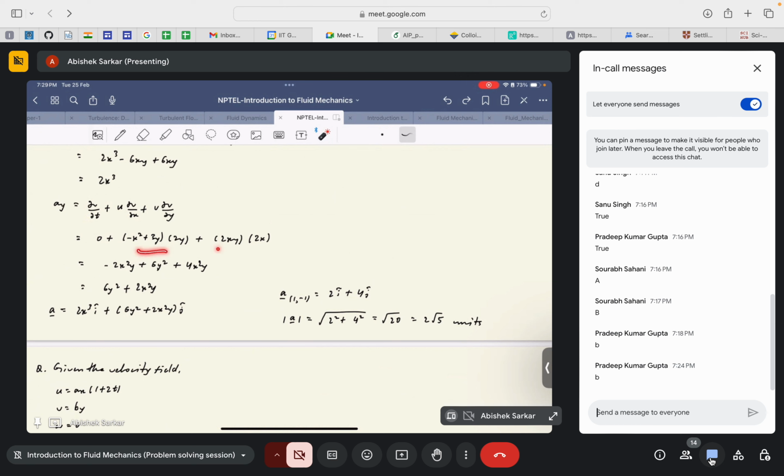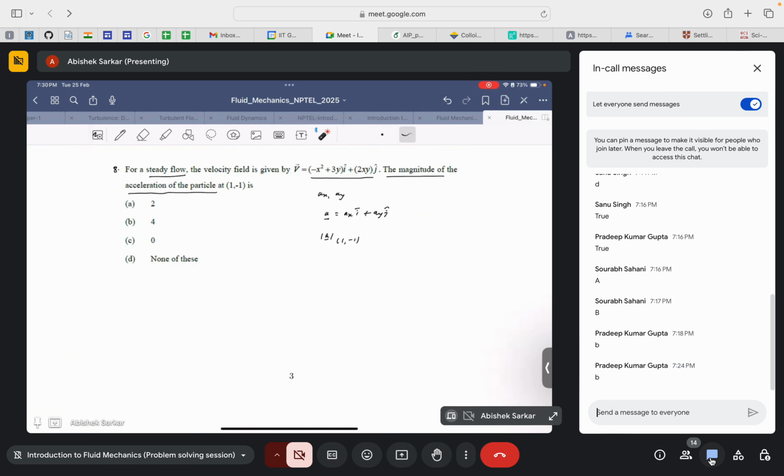Then if you calculate this, you will get something like minus 2x square y plus 6y square plus 4x square y, so it will be 6y square plus 2x square y. So your acceleration will be given by 2x cube i cap plus (6y square plus 2x square y) j cap. Then substitute the value of 1 and minus 1 in this expression. You will get a at (1, minus 1) as 2i cap plus 4j cap. Magnitude of a would be given by the square root of the sum of the squares of the components, that is 2 square plus 4 square, square root of 4 plus 16, which is square root of 20, or 2 root 5 units. So the correct option should be none of these.